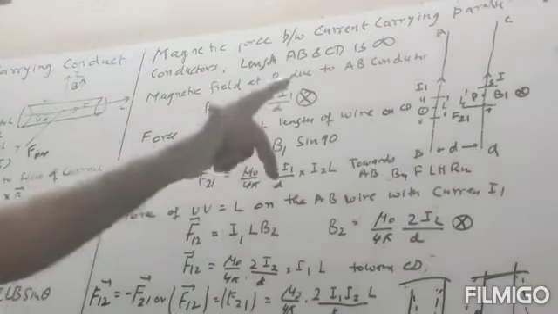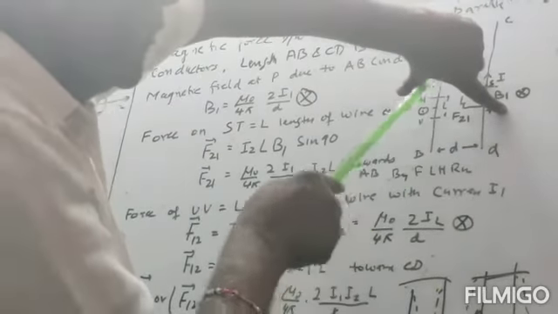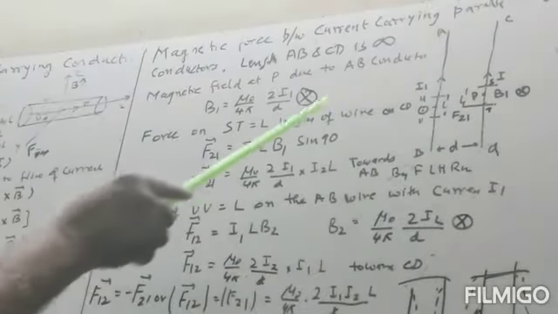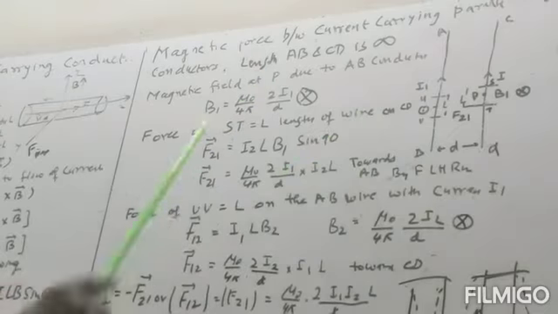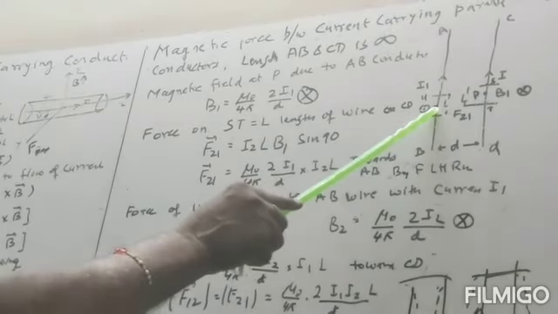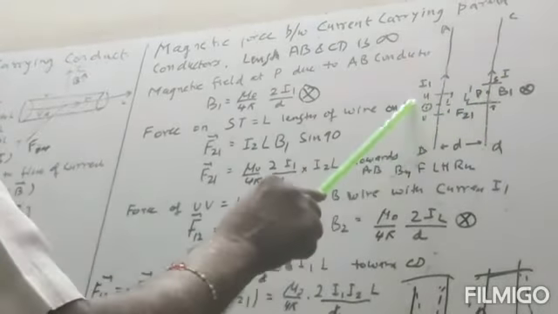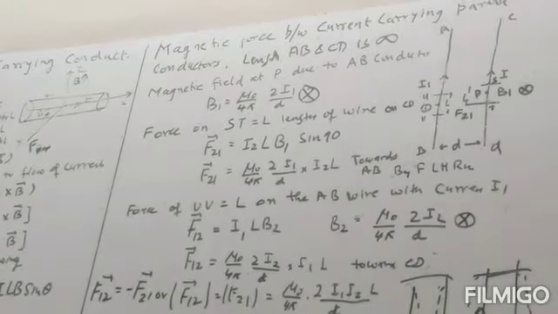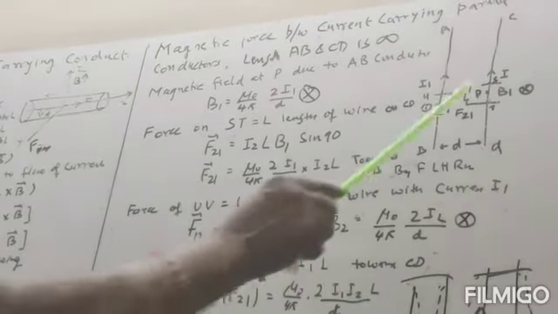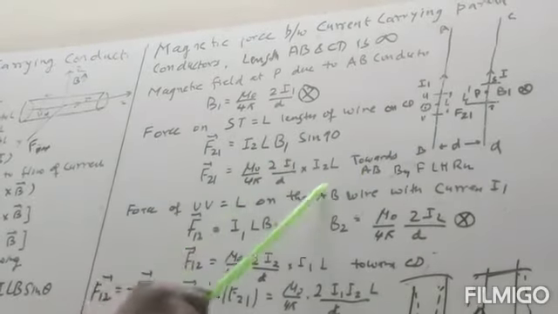Now here the direction of field is inside and the current is upward, so the force will be towards the left. This force will be towards the AB wire, perpendicular to it, and this direction is given by Fleming's left hand rule. The magnetic field is downward, the current is this one, so the force will be in the perpendicular direction, from C to D normally.